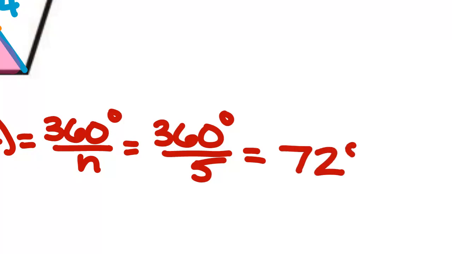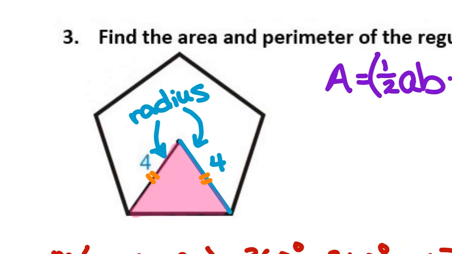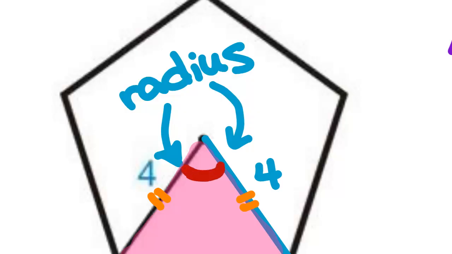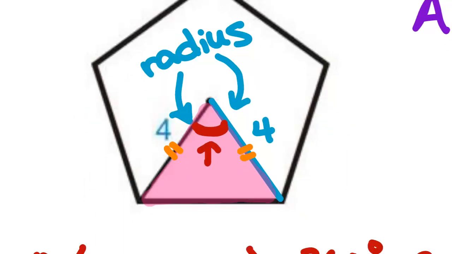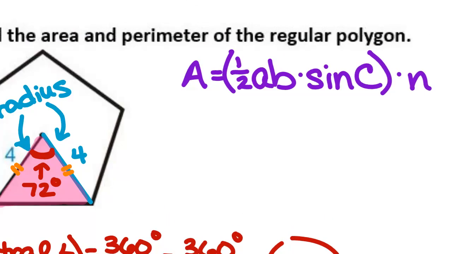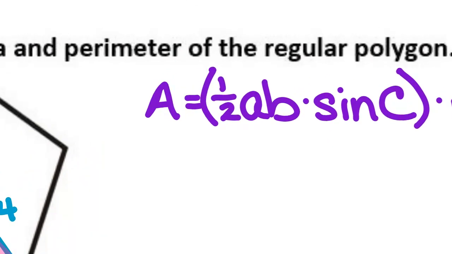72. So this angle up here, right here, is 72 degrees. A and B are both sides, so in the place for A and B, we're going to put 4 for both of those.